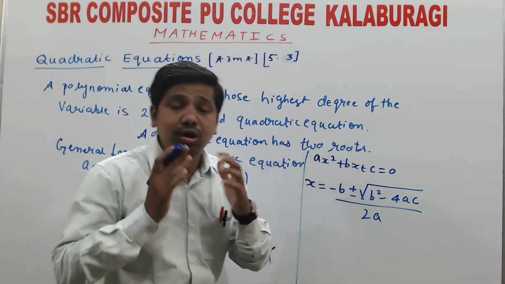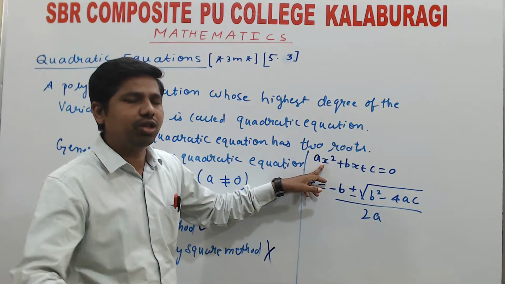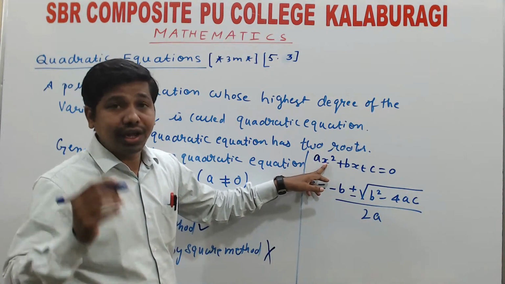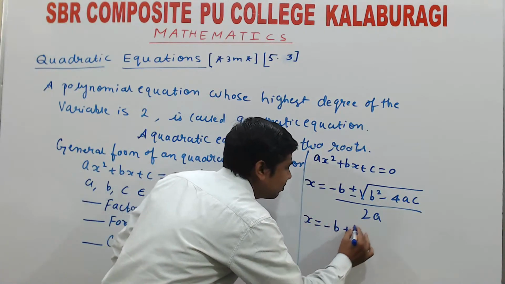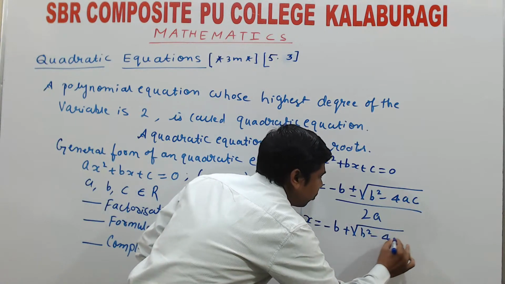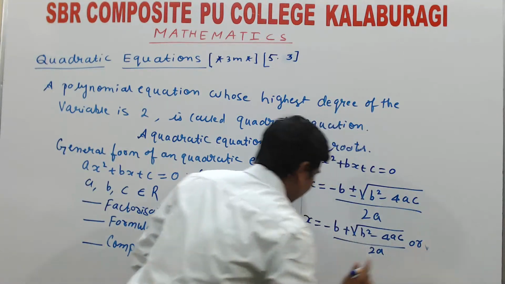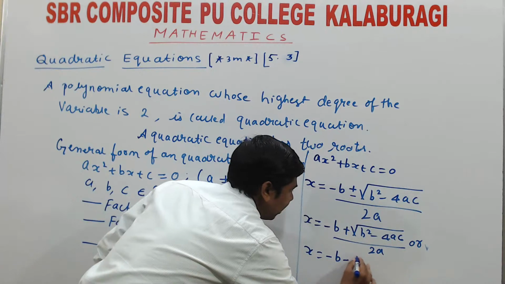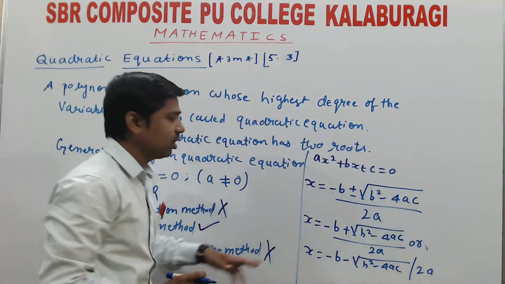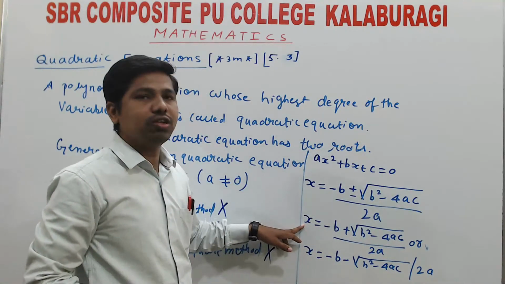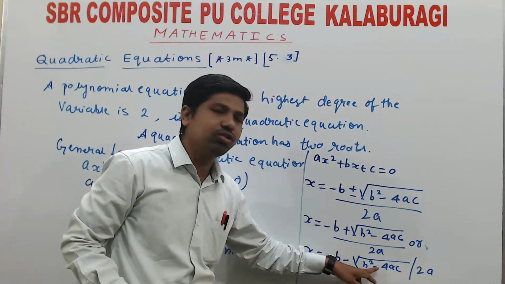And if someone asks you, what are the roots for this quadratic equation? What is the highest degree of the variable here? 2. It is a quadratic equation whose highest degree of the variable is 2. It has 2 roots. So which are those 2 roots? One of the roots is x equal to minus b plus root of b square minus 4ac divided by 2a, and one more root is x equal to minus b minus root of b square minus 4ac divided by 2a. So these are the roots for the quadratic equation.